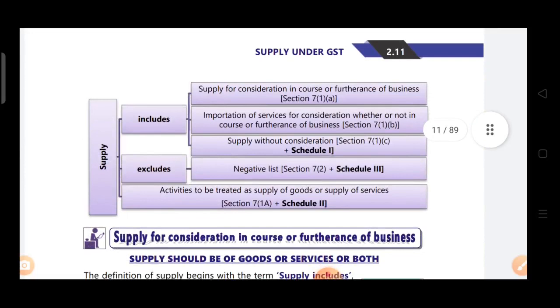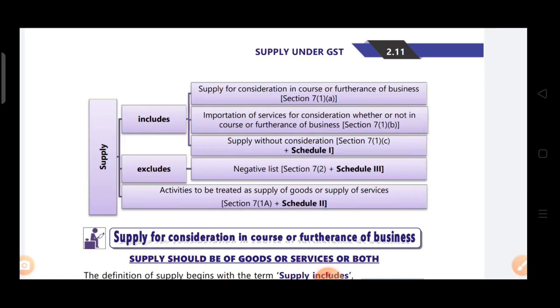Now see, supply includes this, excludes this. Supply includes these three: supply for a consideration in the course of furtherance of business; importation of services for a consideration, whether or not in the course of furtherance of business; and supply without consideration, which we have studied in Section 7. They have given it in summarized form.